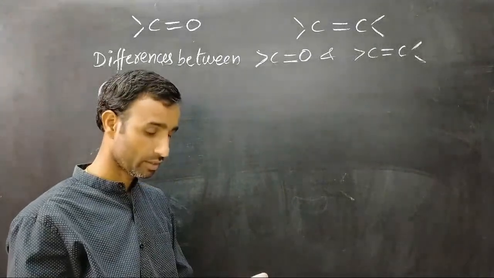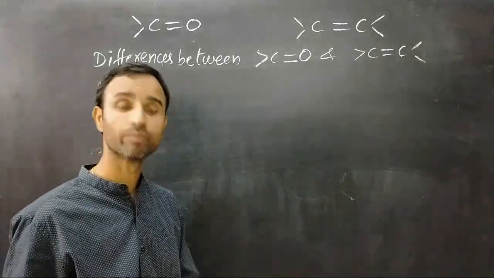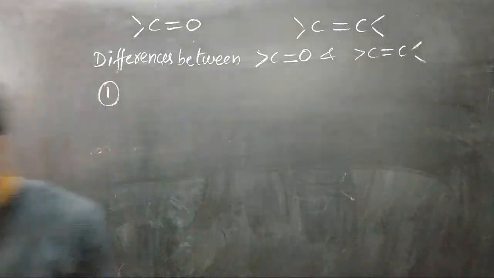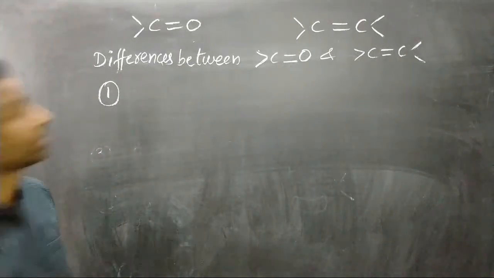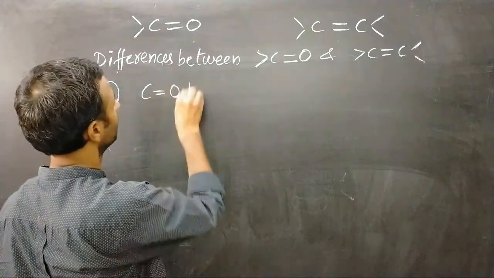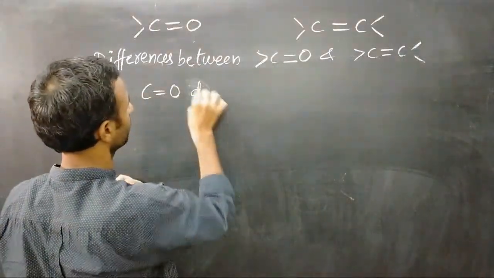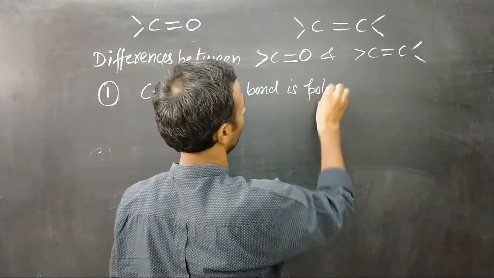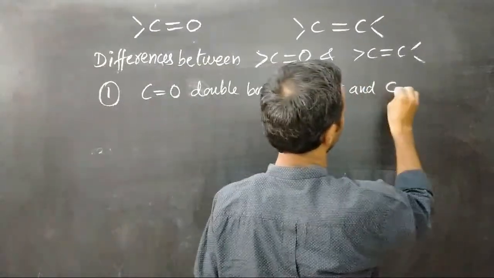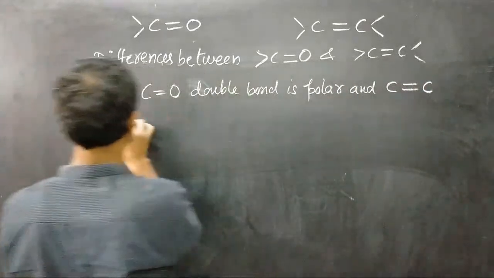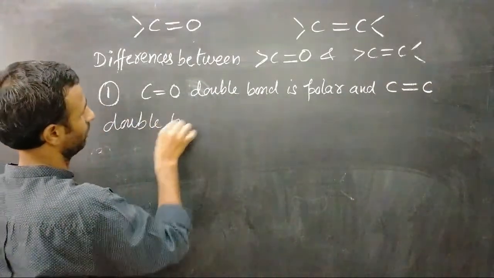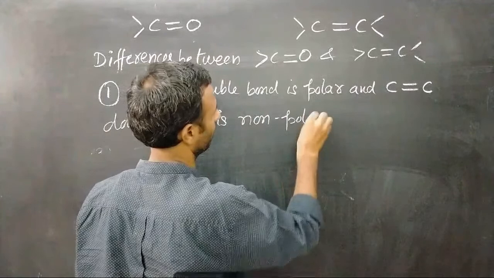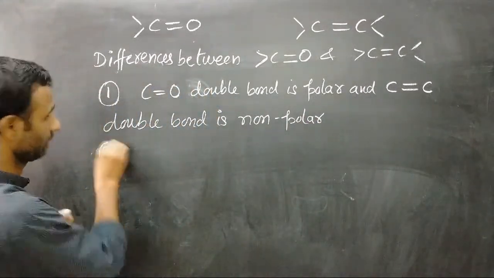Right, differences. Very good. The carbon oxygen double bond has a dipole because the carbon oxygen double bond is polar and the carbon carbon double bond is non-polar. Okay.